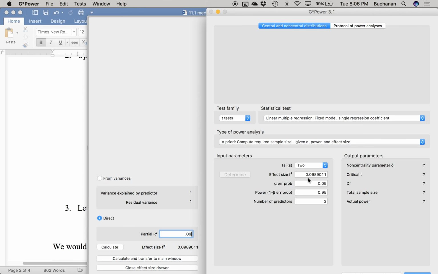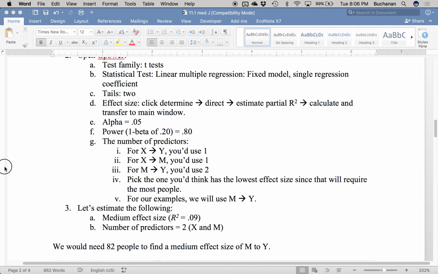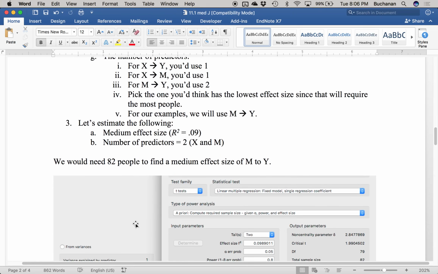So calculate and transfer to main over here. Alpha is 0.05, power is 0.8. Since I'm doing M to Y, predictors is 2. That gives me a sample size of 82 participants. And so that's what you'll see here in this picture.